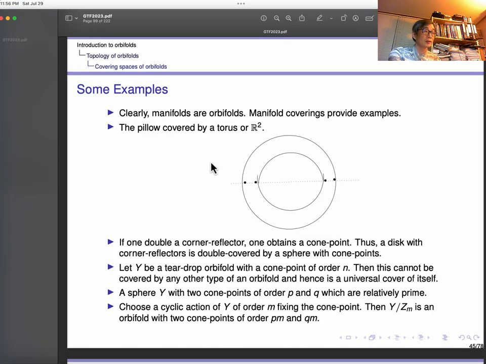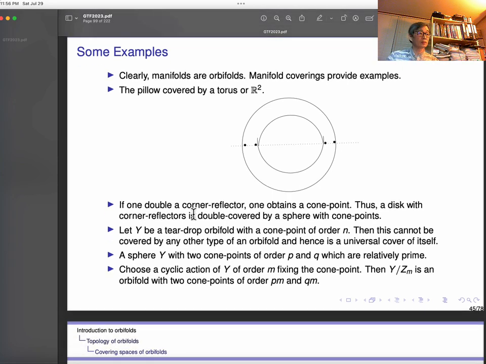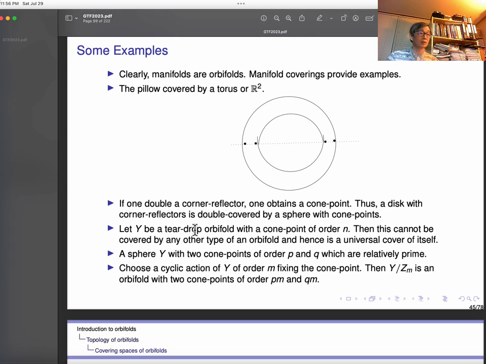And let's talk about the teardrop orbifold. The teardrop orbifold is just a sphere with one cone point of order n. This cannot be covered by any other type of orbifold, so hence it is a universal cover of itself. And any sphere with two cone points of orders p and q which are relatively prime is again a universal cover of itself. So if you choose a cyclic group action on Y of order m, fixing these two cone points, then Y mod G_m is an orbifold with two cone points of order pm and qm.